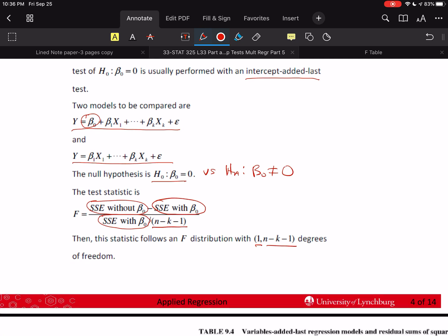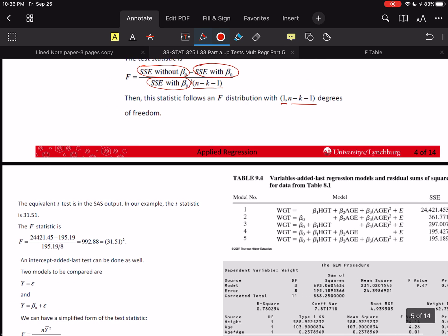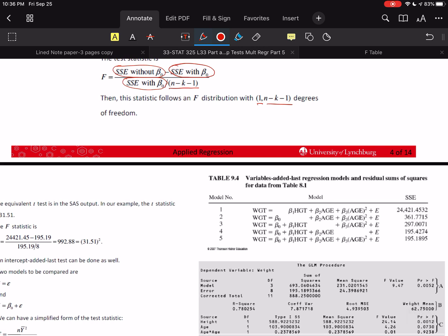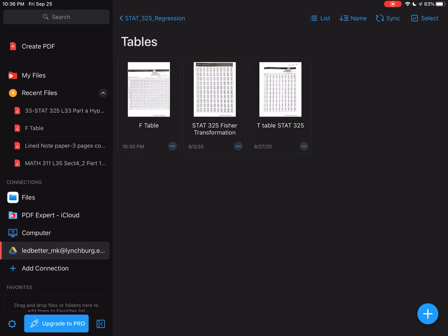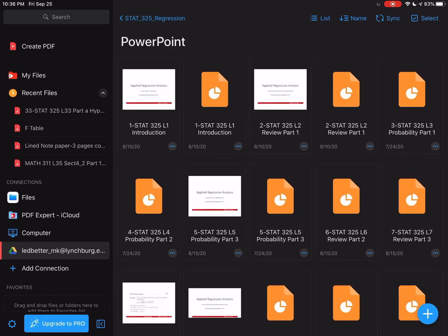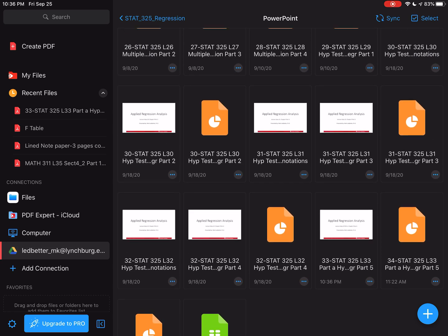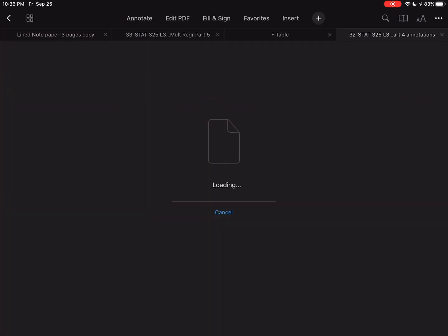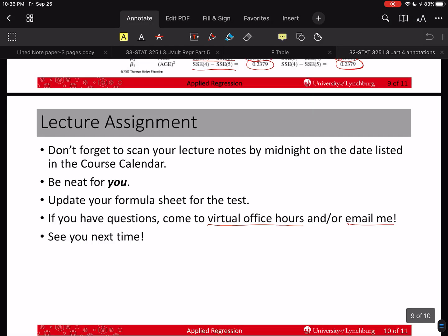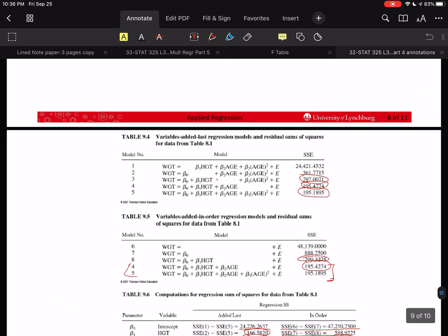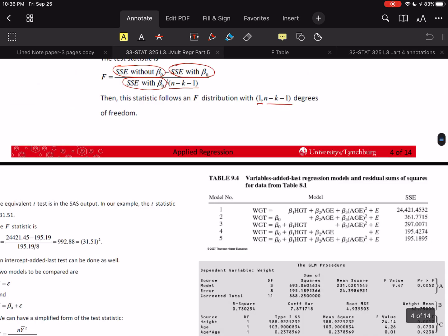And so this will be an F statistic with 1 degree of freedom in the numerator, n minus k minus 1 in the denominator. So let's look at our data from last time, and unfortunately I only included this table. I didn't include the second table for the second test, so we'll just have to refer back to that table. I might be able to pull that up from last time. Here we go. Okay, so we have both these tables, and we'll be able to refer back to it.